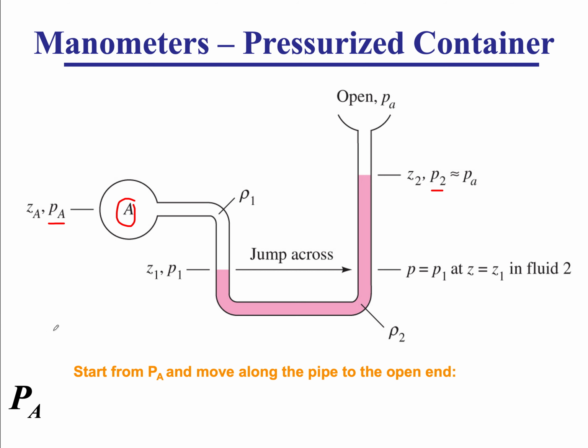minus P2. So the pressure at A is the same as the pressure along this line until I get to this point, because I'm moving horizontally. And now if I move vertically, I get the pressure at this level, P1, which is equal to PA plus rho 1 g times the delta z, right? So that's PA plus that gives me P1.